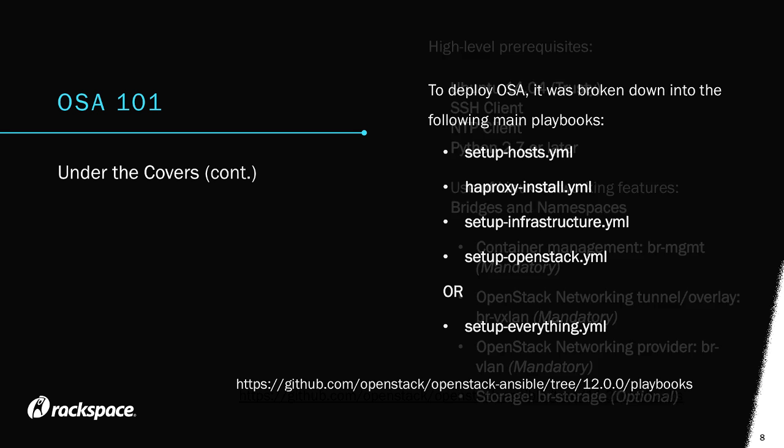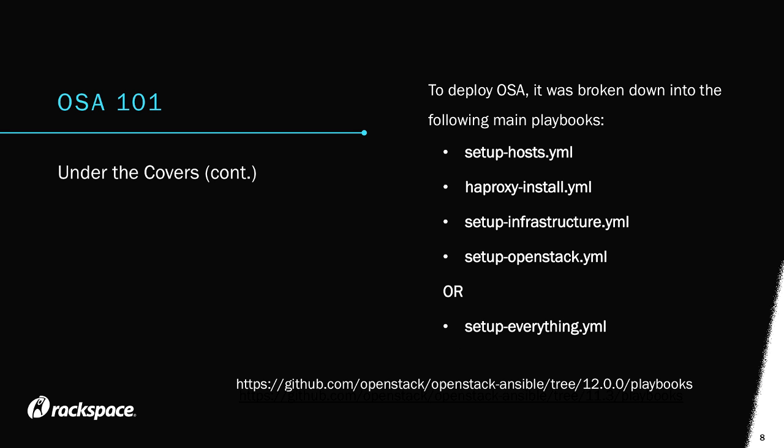Kind of moving on, under the covers. If you were going to deploy OSA, it's basically broken down into 4 main Ansible playbooks that are out there on the GitHub repository. Or you can use one playbook, which will basically do everything and encompass all 4 of those playbooks. So you can execute the 4 playbooks: the setup hosts, and the HA proxy install, which is an install playbook that will install HA proxy and configure all of the bits that are needed to leverage the OpenStack services.